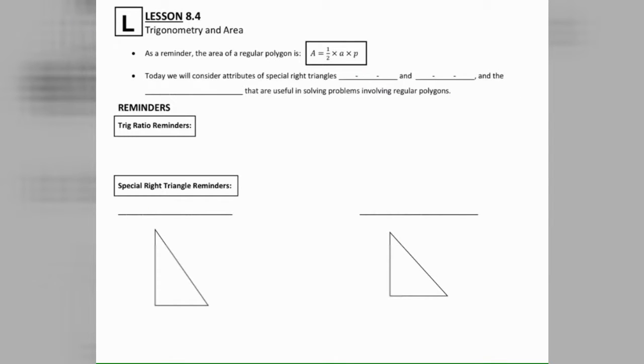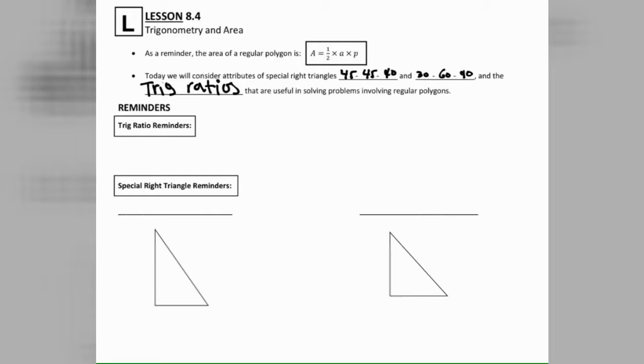So to start on the notes, as a reminder, we know that the area of a regular polygon is always 1/2 the apothem times the perimeter. So today we're going to consider the attributes of a 45, 45, 90 right triangle. Also the attributes of a 30, 60, 90 right triangle. And also we're going to consider the attributes of trig ratios, so sine, cosine, and tangent. So we're going to put all these into use to help us define the area of a regular polygon.